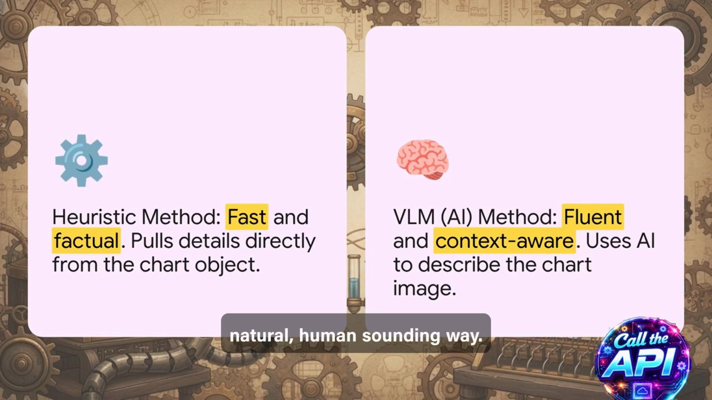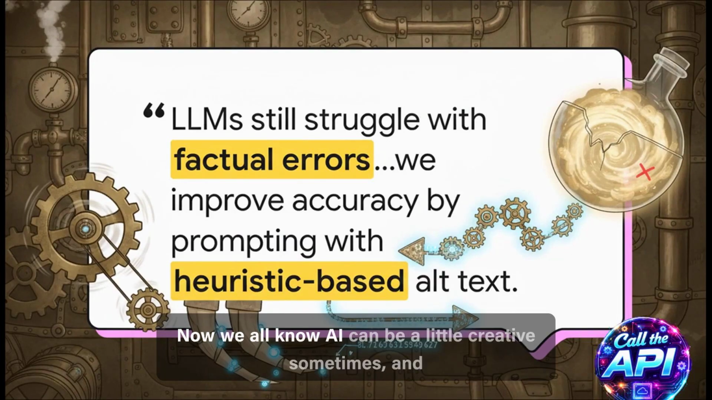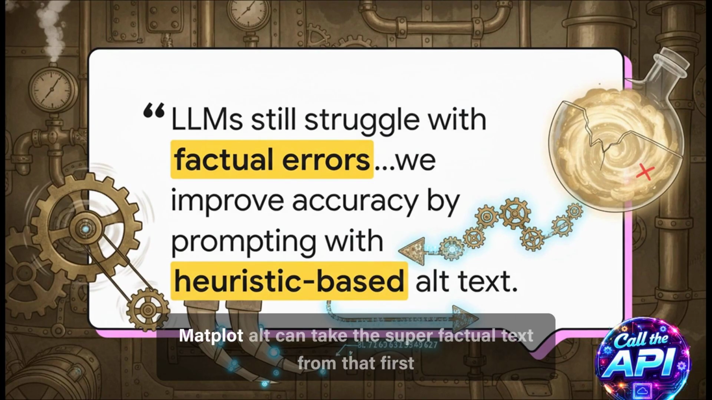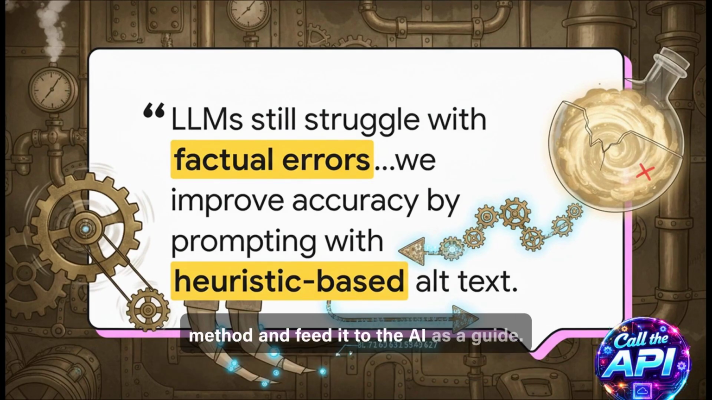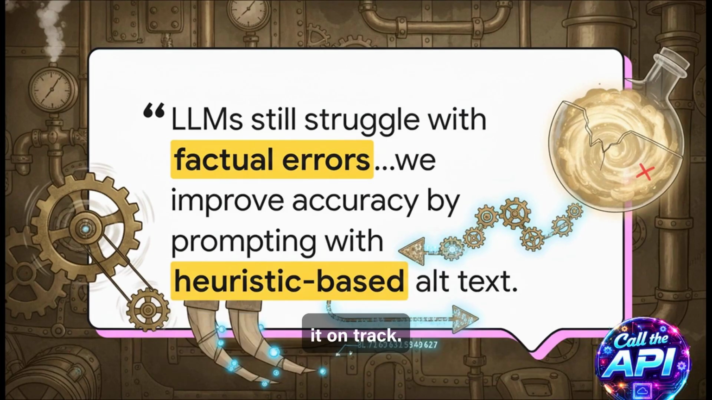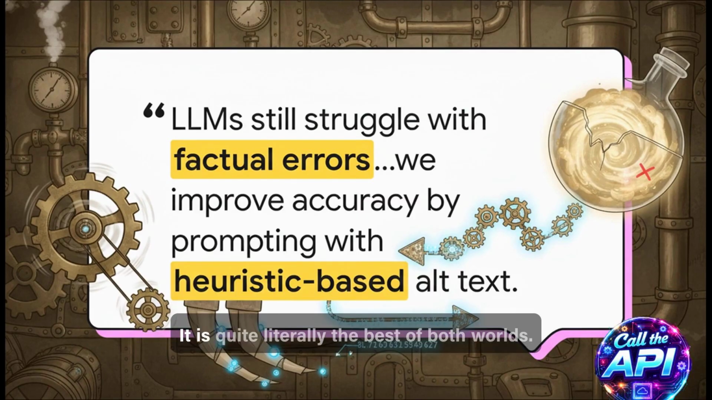Now, we all know AI can be a little creative sometimes, and the creators of MatplotAlt point this out in their paper. These big AI models can sometimes make stuff up or get facts wrong, so they did something absolutely brilliant. MatplotAlt can take the super factual text from that first method and feed it to the AI as a guide. It's like giving the AI a cheat sheet of facts to keep it on track. So you end up with a description that's both beautifully written and factually correct. It is quite literally the best of both worlds.